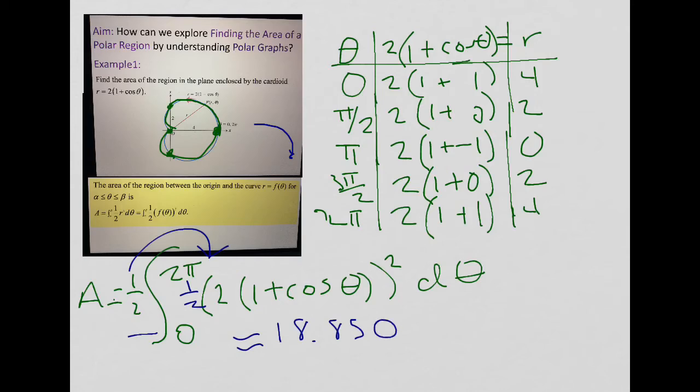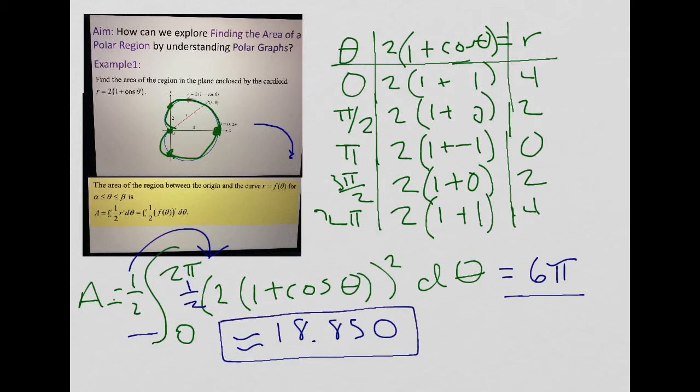18.850. So it comes out to 18.849555592, etc. It actually has an exact answer of 6 pi. If you use a double angle formula within your integral by hand, you can get the exact answer. But for most of these problems, you are going to be able to do it with a graphing calculator.